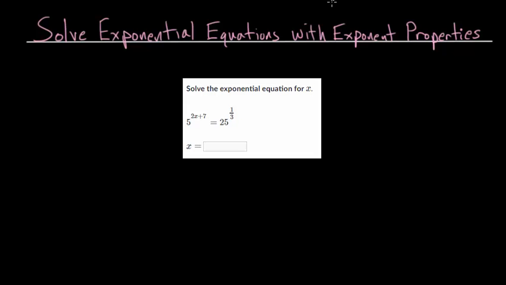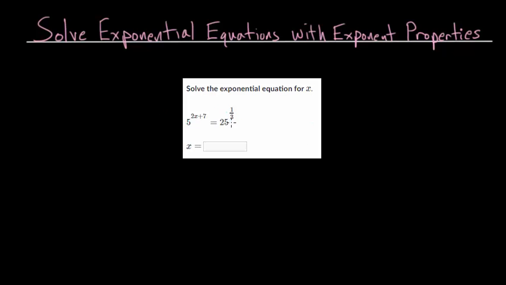In this video, I'd like to talk about solving exponential equations with exponent properties. So you can see this example down below where we have to solve the exponential equation for the variable x. And the key thing to notice is that our variable is in the exponent here. So the question becomes, how do we get x outside of the exponent?